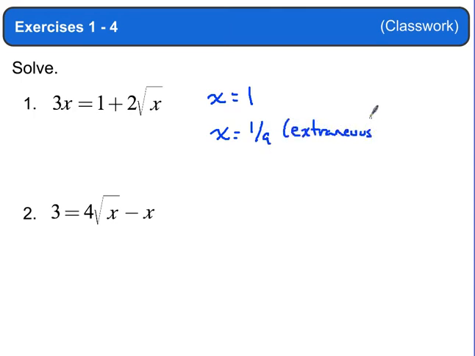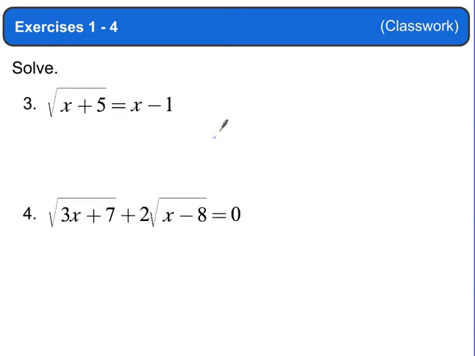So this one does not actually work. For number 2, there are 2 solutions, x equals 9 and x equals 1. For number 3, the only solution is x equals 4. The other potential solution, x equals -1, is again extraneous. And then in number 4, after you solve it out, this actually ends up being no solution. It does not work at all.